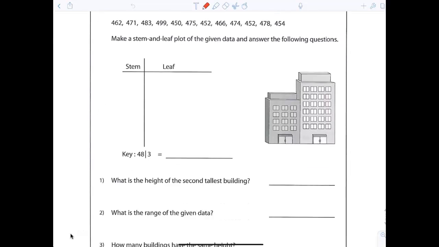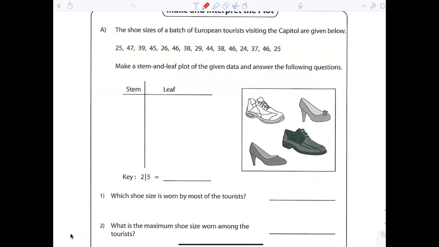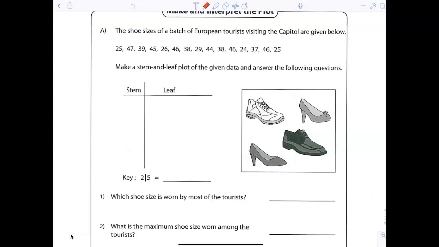You started with shoes. Oh, wow. I just have it out of order. Sorry about that. So we'll start with the shoe. Thank you. All right, so here we go. The shoe sizes of a batch of European tourists visiting the capital are given below.